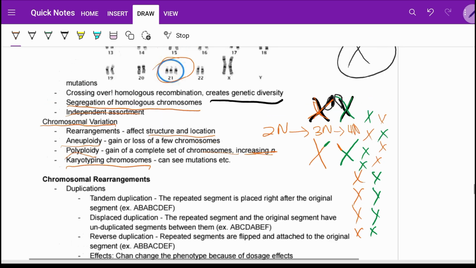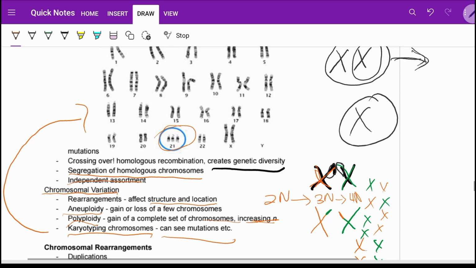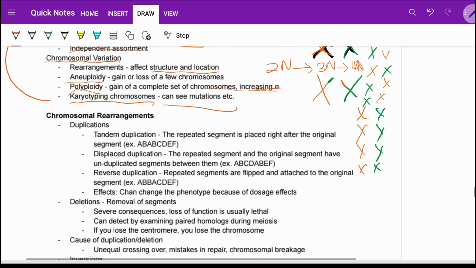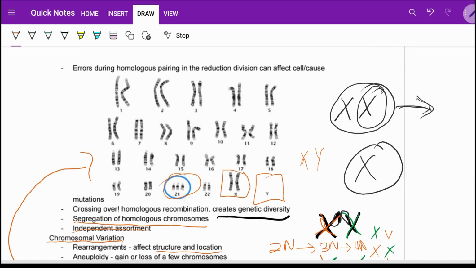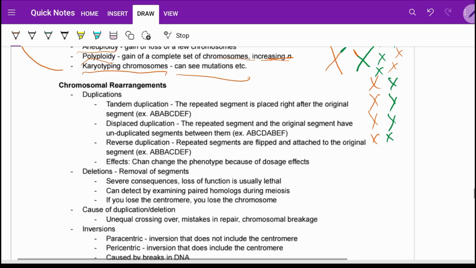And karyotyping chromosomes, which is right here, this is a karyotype. You can see the mutations. You can see whether this person is biologically female or biologically male, because females have XX and males have XY. So the absence of the Y means that this is a biological female. So karyotyping, pretty cool. You can also see if there's trisomies or monosomies, meaning you're either missing a chromosome or have an extra chromosome. So that can look for huge chromosomal variation.